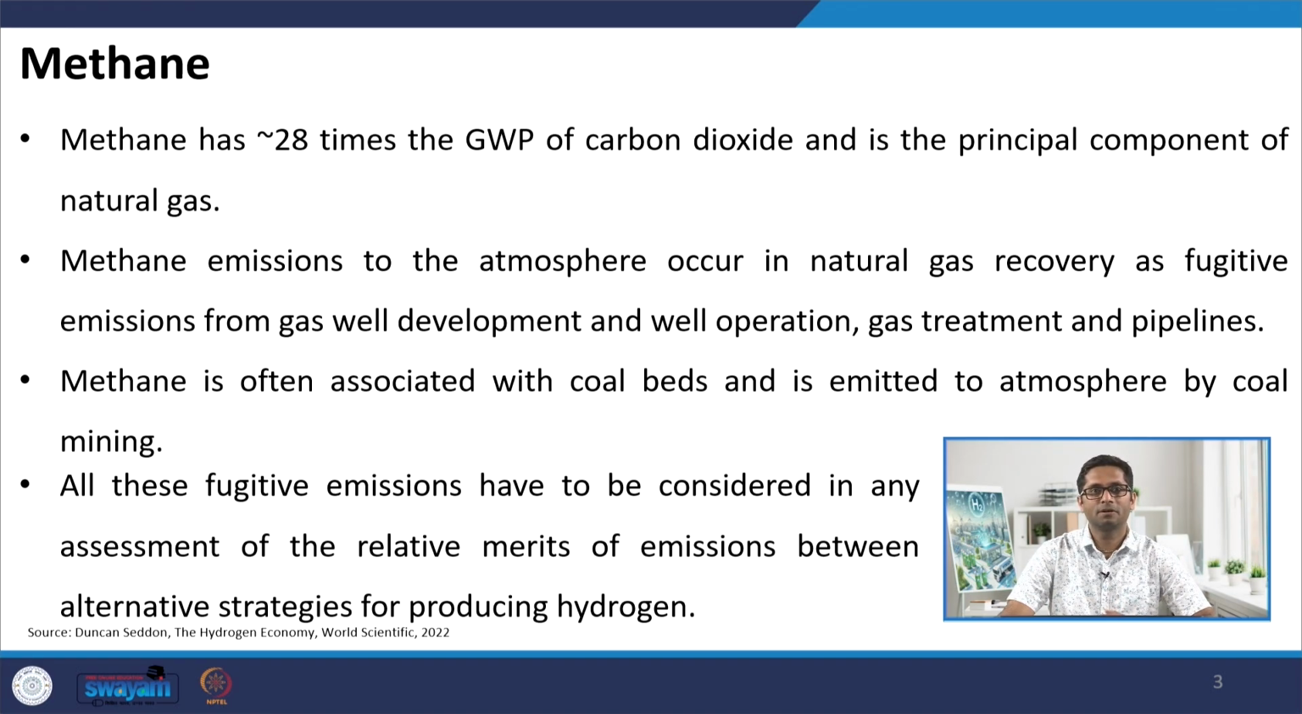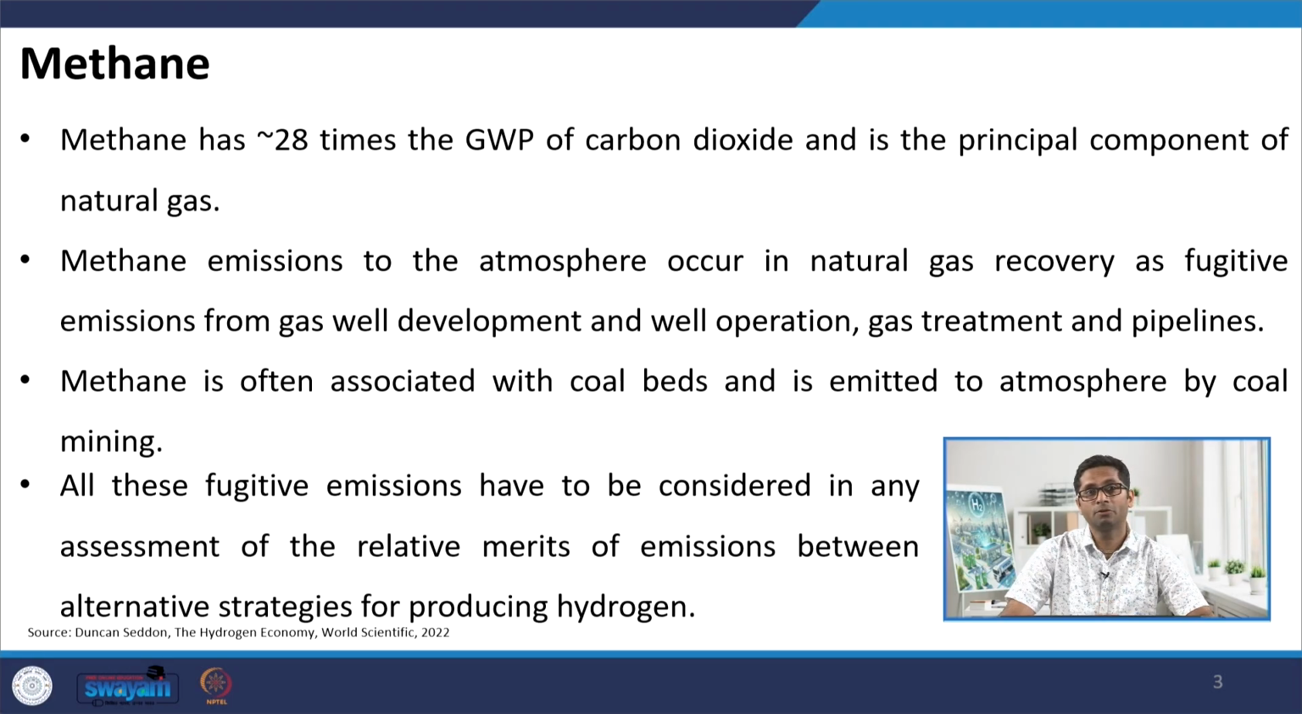And as such, methane emissions occur when I'm recovering natural gas from the natural gas deposits. It also tends to occur when I'm supplying natural gas in the form of pipelines and storing natural gas. It's also going to occur from the coal beds. So if I am using a coal-based process for production of hydrogen, methane is often associated in the coal beds, and normally it will be emitted if not captured for some other uses. So this methane normally goes to the atmosphere.